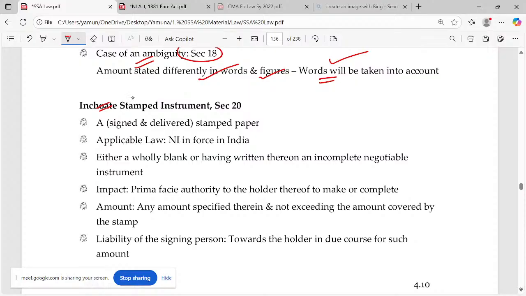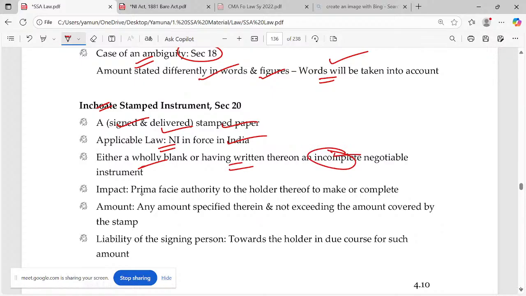Ambiguous, inchoate, almost the same angle we will say. Okay. So, a signed and delivered stamped paper. We take the applicability. What is the law in India? We take that applicability: either it is wholly blank, incomplete, or having something written on an incomplete negotiable instrument.